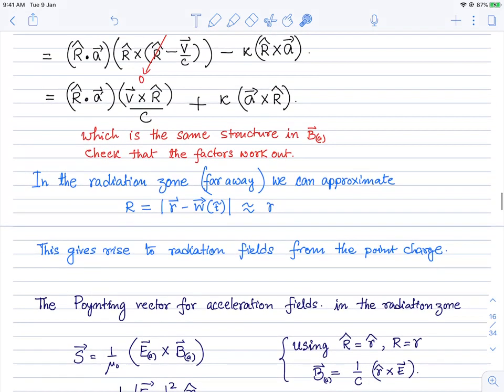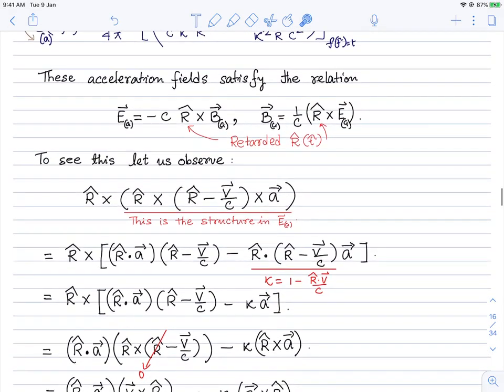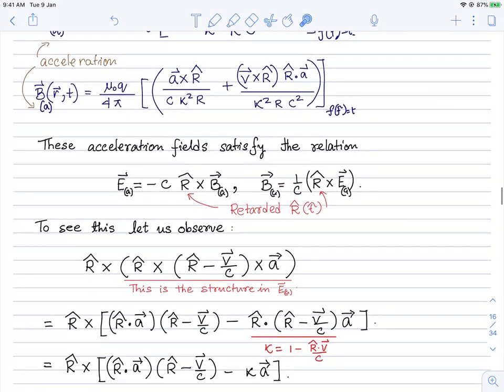But now let us go far away in the radiation zone. This relationship holds even before going into the radiation zone far away.